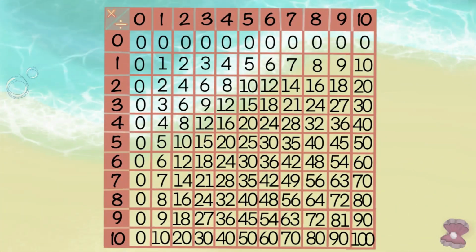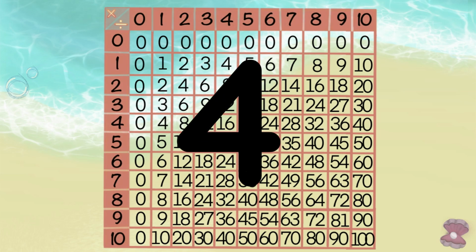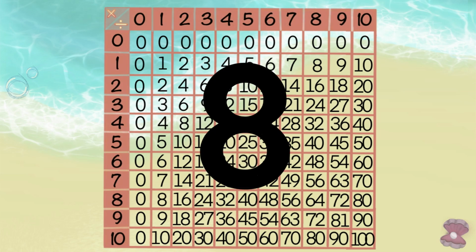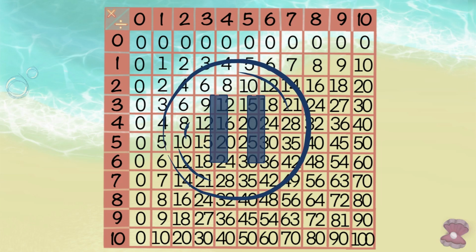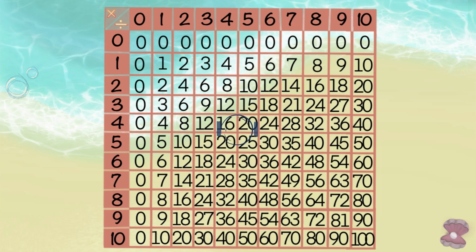Let's look at the numbers we are multiplying. Our factors. What happens when two even numbers are multiplied together? Remember, even numbers are numbers ending in 2, 4, 6, 8, and 0. If you need a moment to think about it, pause the video now. When I multiply by even numbers, I get an even answer.